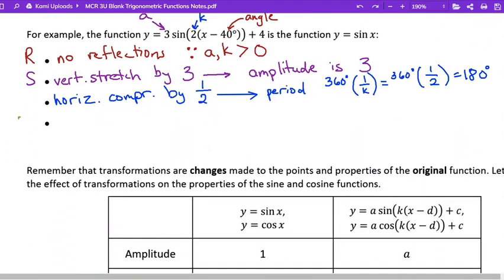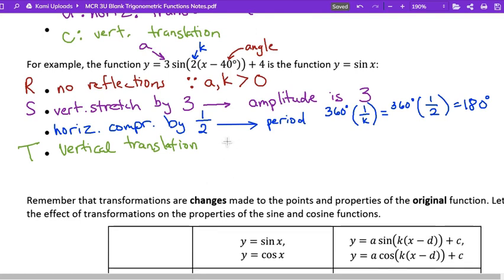Okay, and now we go to the T's. Do we have a vertical translation? Yeah. How are we moving? Up, down, how much? Up 4. Good. 4 up. And anyone remember which characteristic of the sine cosine function this changes? The central axis. That's the axis in the middle.